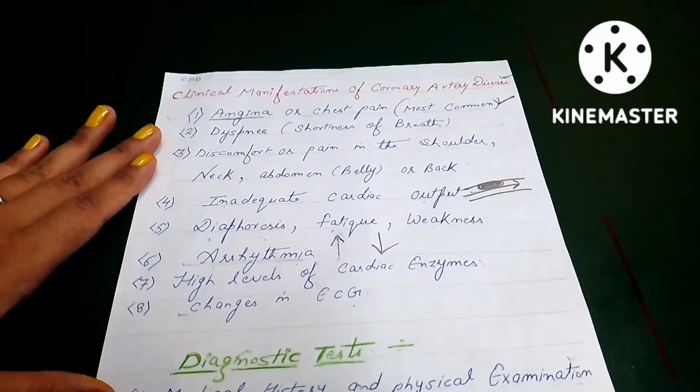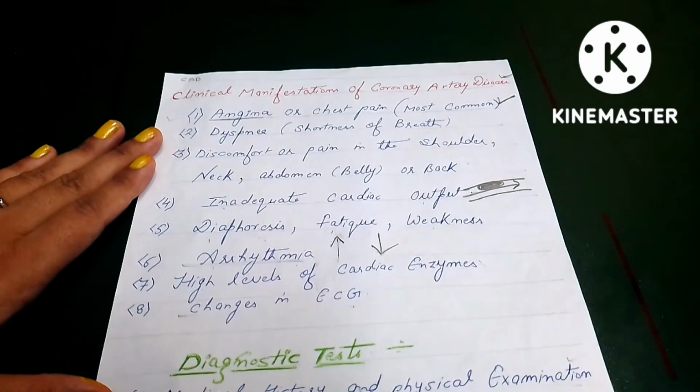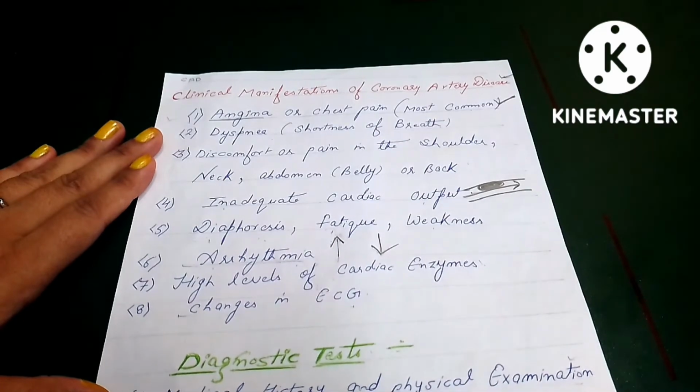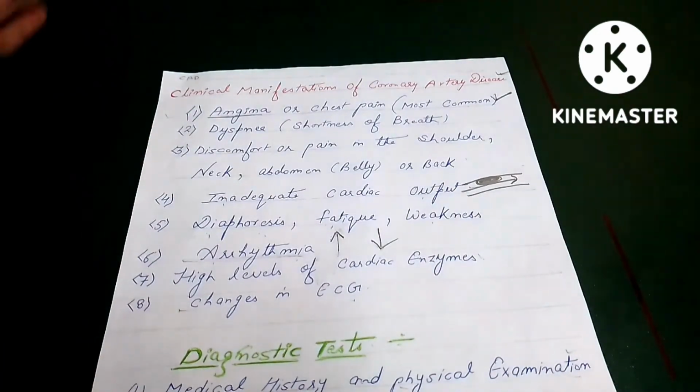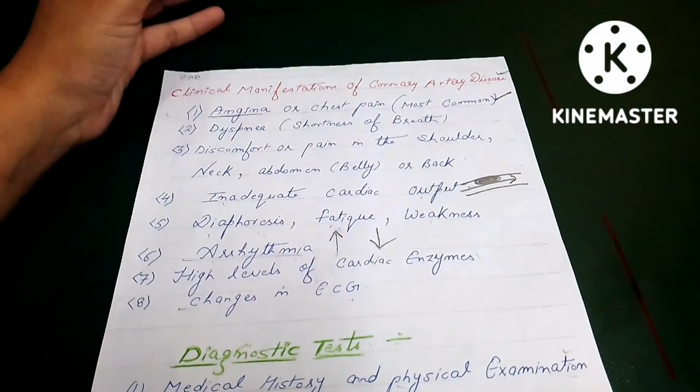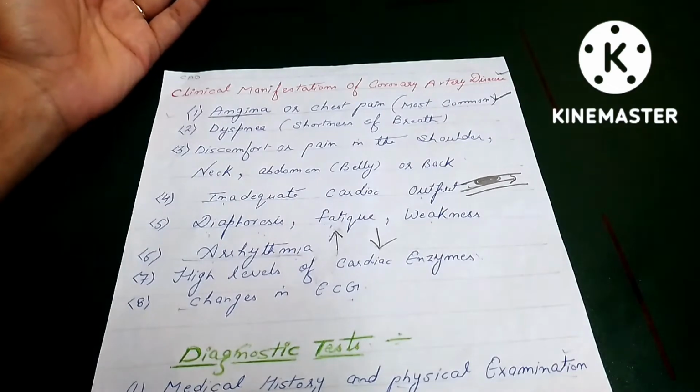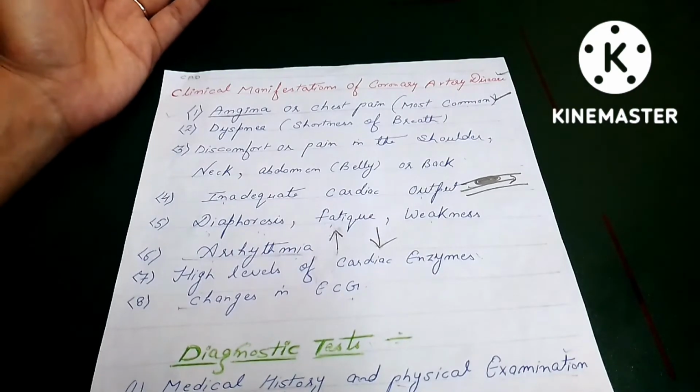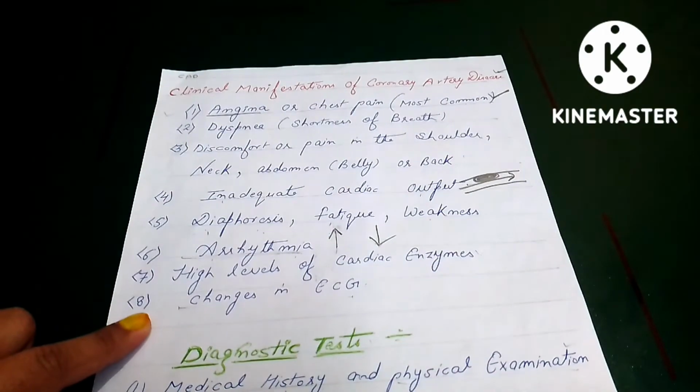Next is high levels of cardiac enzymes. When the heart is not able to get oxygen supply, the heart muscle cells and tissue die. And when the cardiac muscles, mainly our myocardium cells, die, they release certain enzymes at the time of heart cell death, like CK-MB, troponin T and troponin I. And there will be changes in the ECG.